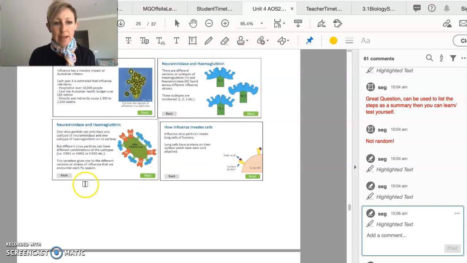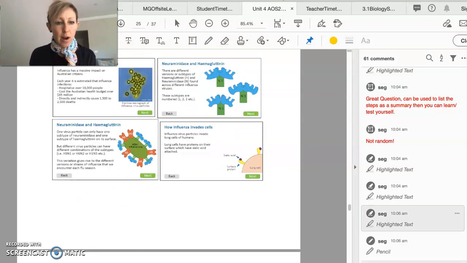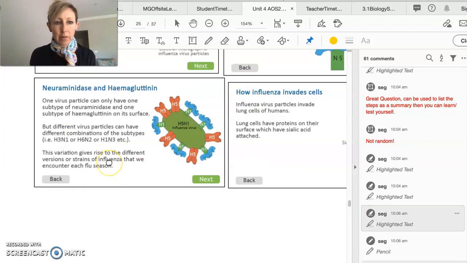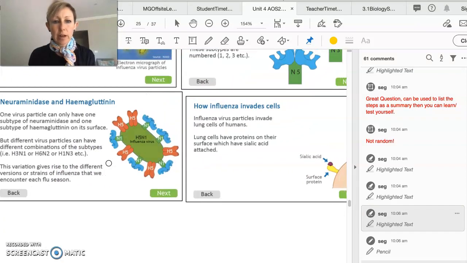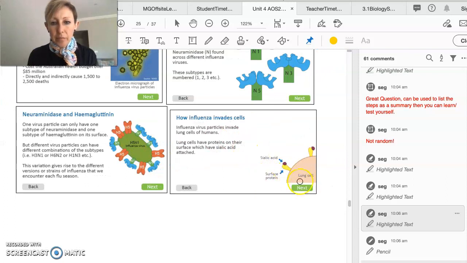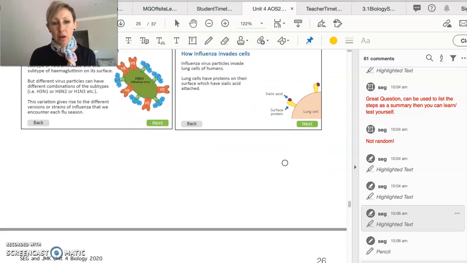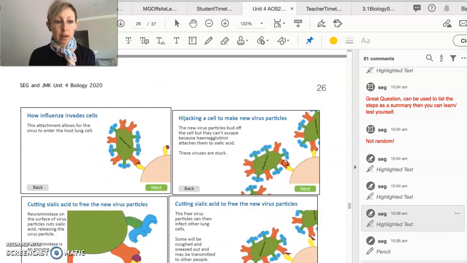So here, this is just a recap on the structure, and this shows you that we were looking at the H5N1 strain of the influenza virus, and here we've got the surface protein on the surface of your lung cells, and the sialic acid, some people pronounce it salic acid, which is actually the molecule that we are going to mimic.